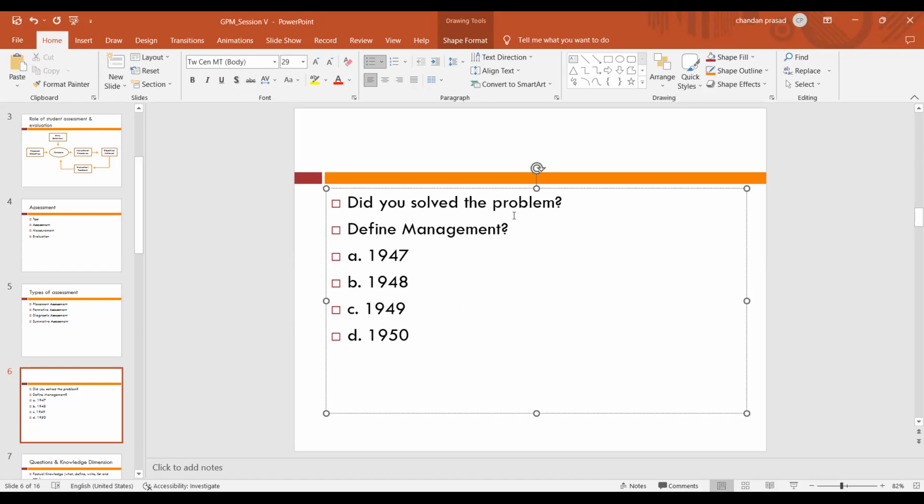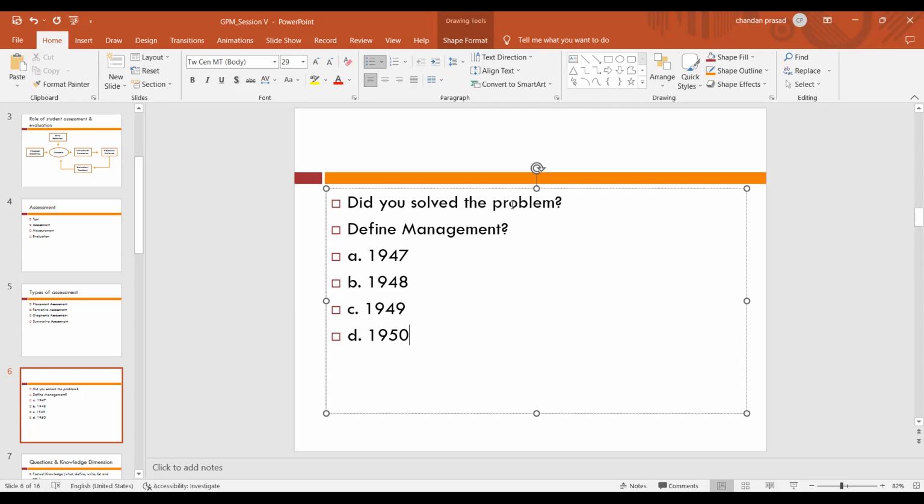See, for assessing the cognitive domain, we basically have two types where we can test. One is the supply type and another one is the selection type. Supply items are called supply type because students are required to give the answers. Define management is an example of the supply type, and for the selection type, did you solve the problem?